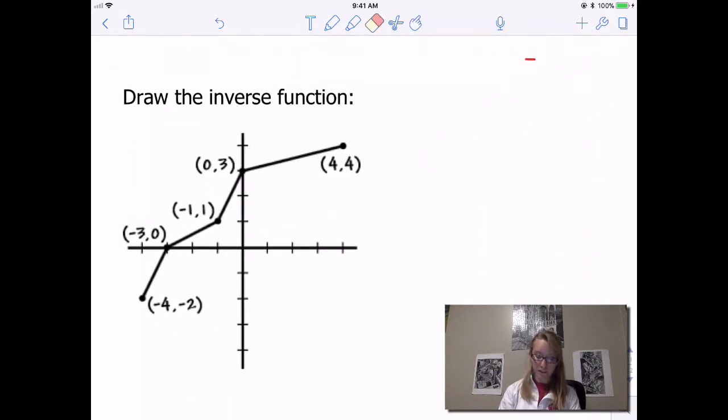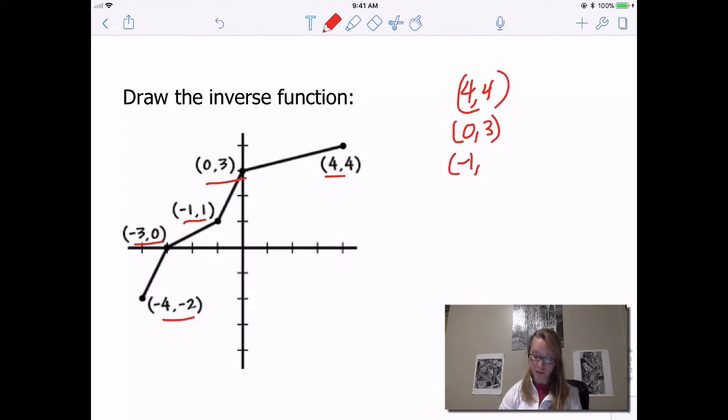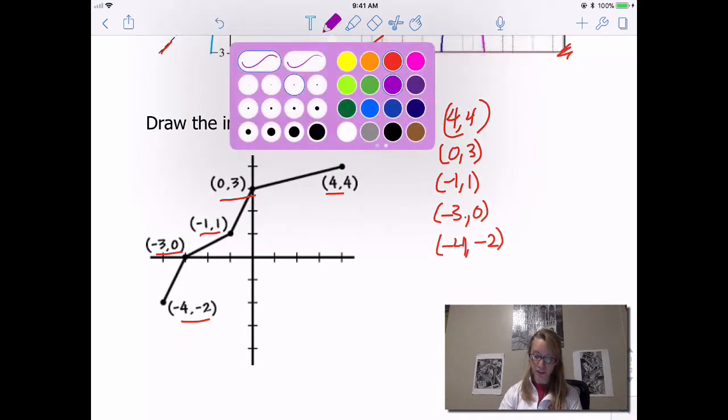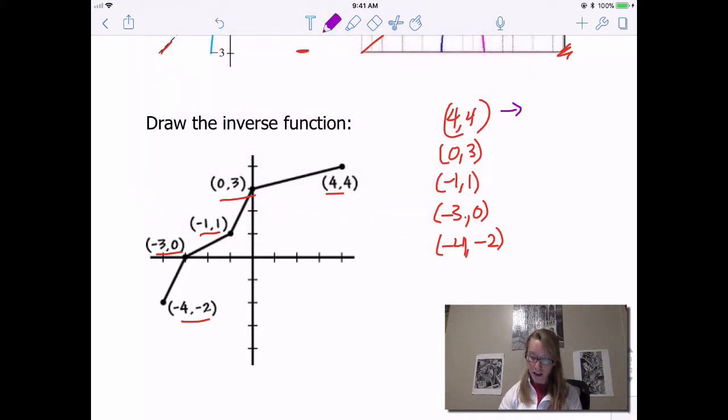If you're asked to draw the inverse, this might look a little daunting. It's not just a plain line. But I do see that I have all of these points. So if I actually list the points, I've got (4, 4), (0, 3), (-1, 1), (-3, 0), (-4, -2). And I know that for inverses, I have to switch x and y. So what I'm going to do is literally take each point and switch their x and y value.